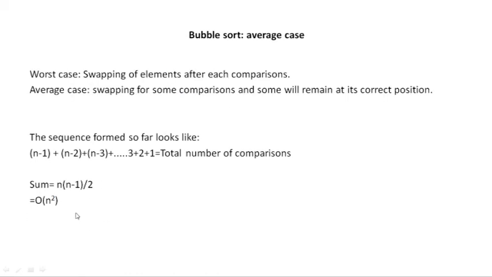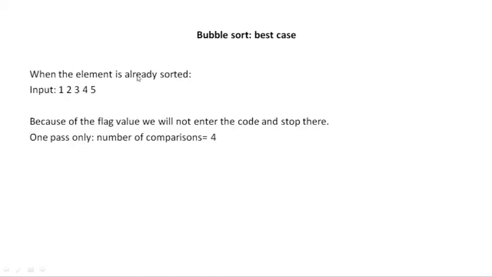Okay, when we talk about the best case, there was a flag value in the improved bubble sort, set to 1. So we will compare 1 2, 2 3, 3 4, 4 5, and then come out, and we'll see that the flag is equal to 1. When the flag is equal to 1, we don't have to iterate again and do another pass.